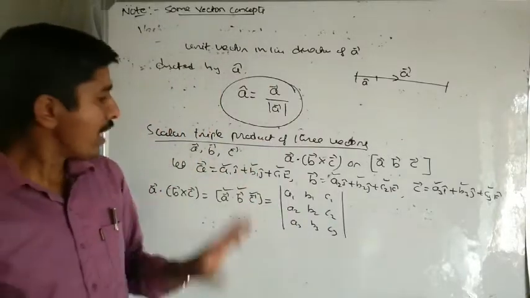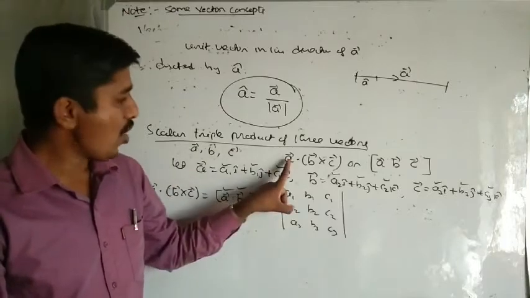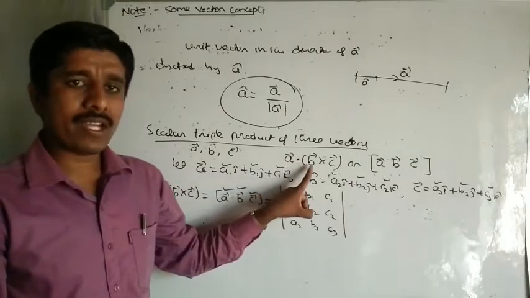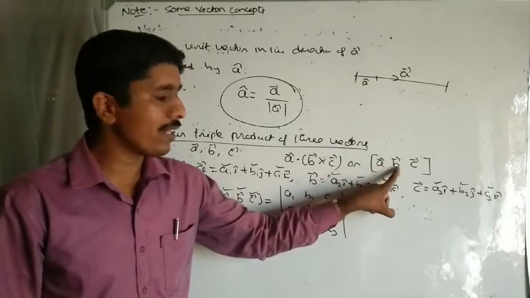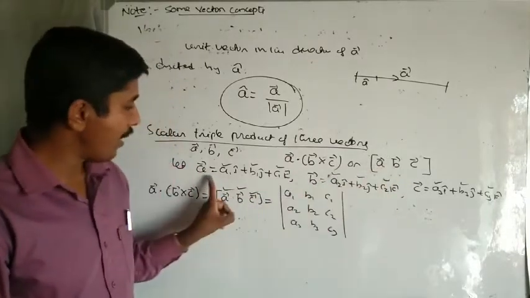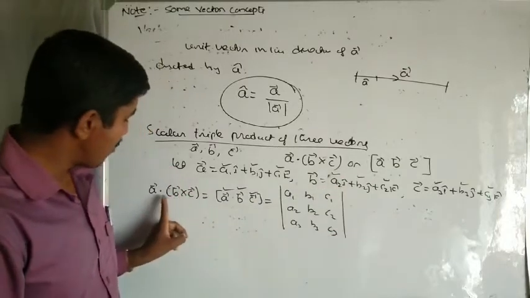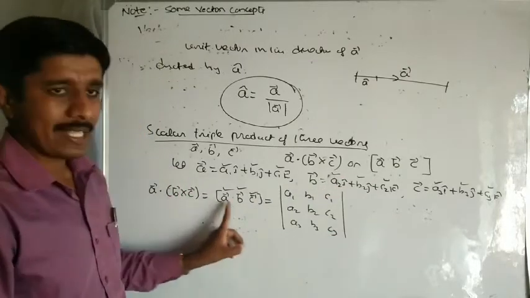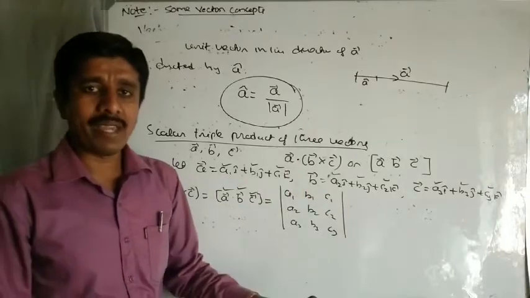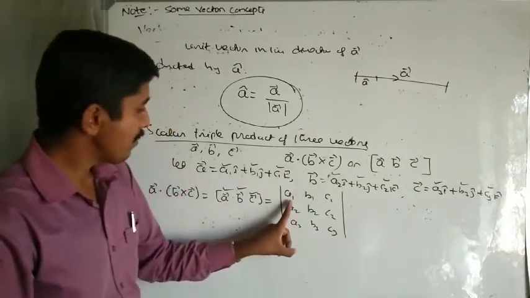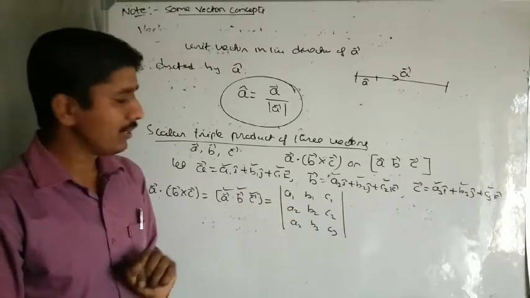Scalar triple product of three vectors, I am repeating, A, B and C, denoted in order by A dot B cross C, is the box product [A, B, C]. Let us take vector A, vector B, vector C. Then the scalar triple product of three vectors is denoted like this, box product A, B, C. Determinant form here. By the determinant concept, we are going to find the scalar triple product value.